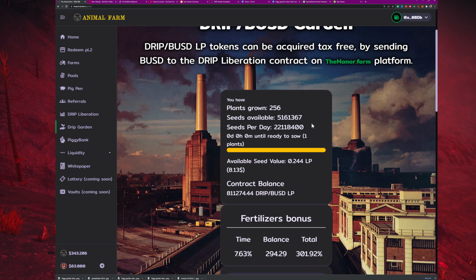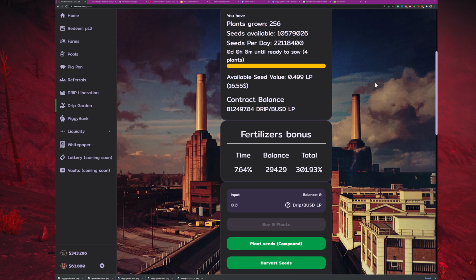There, it updated to four plants. I know you cannot see my MetaMask pop up. I'm only sharing this window. Went ahead and compounded.